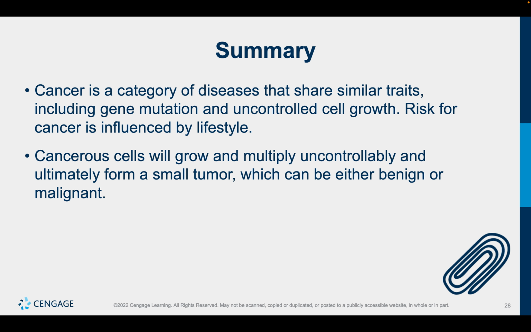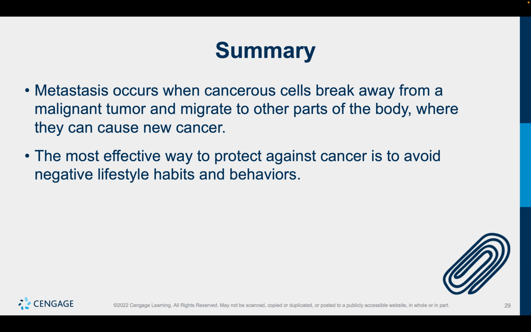In summary, cancer is a category of diseases that share similar traits, including gene mutation and uncontrolled cell growth. Risk for cancer is influenced by our lifestyle choices. Cancer cells will grow and multiply uncontrollably and ultimately form a small tumor, which can either be benign or malignant. Metastasis occurs when cancer cells break away from a malignant tumor and migrate to other parts of the body where they can cause new cancer.